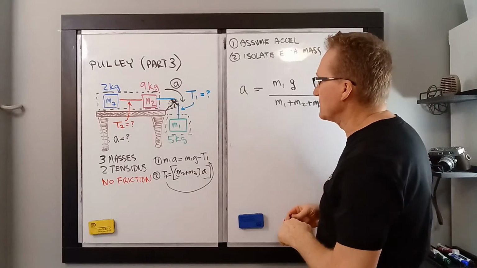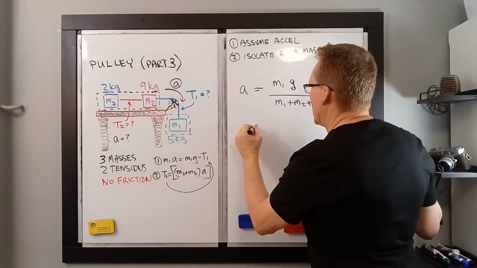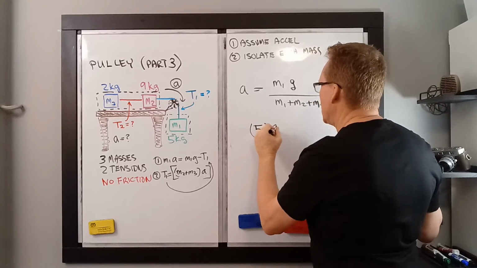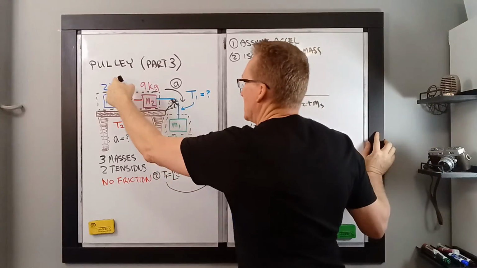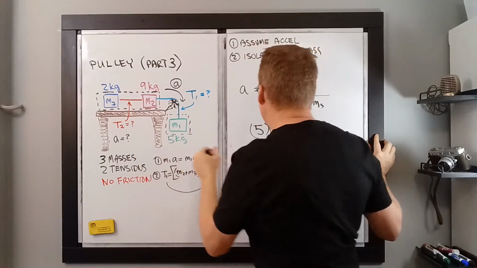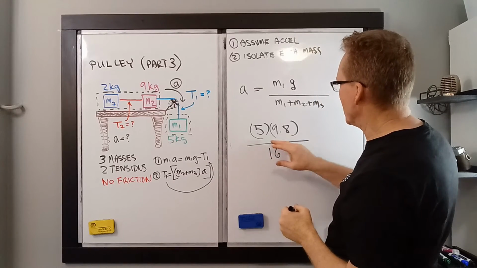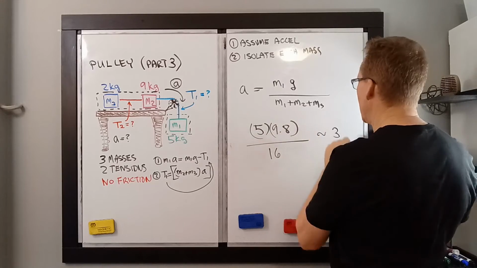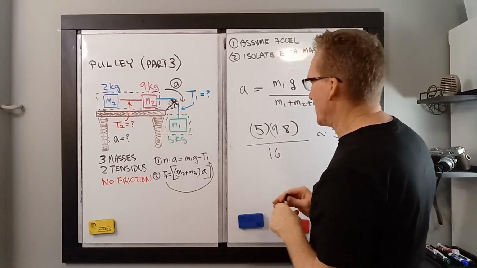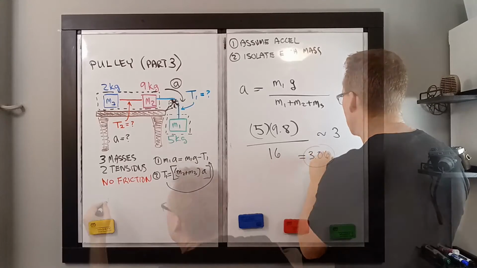So we can plug in the values now and see what we get. M1 is going to be 5. So I'm going to get 5 times 9.8 divided by the total. So it's going to be, this and this is 11, plus 5 is 16. This here is about 1/3, so it's going to be about 3. My estimation, about 3 meters per second squared. I'll check my calculator. Amazingly, it comes out to 3.06.